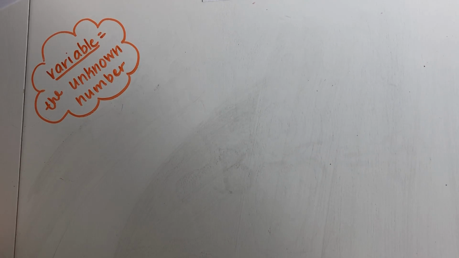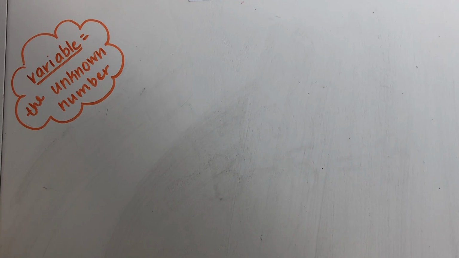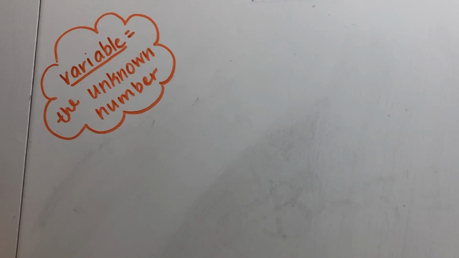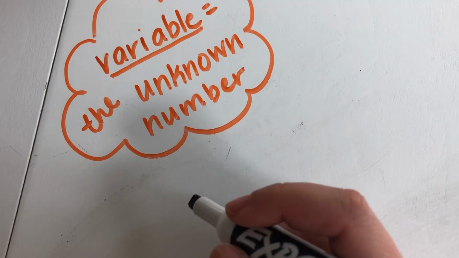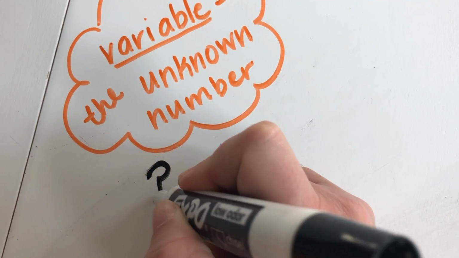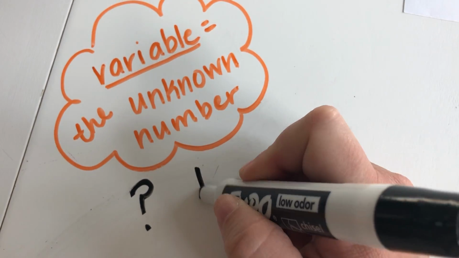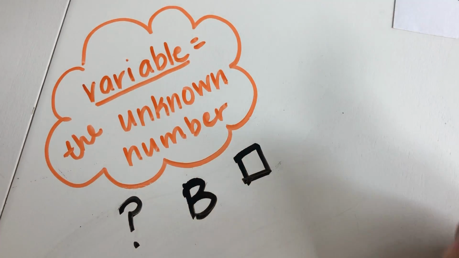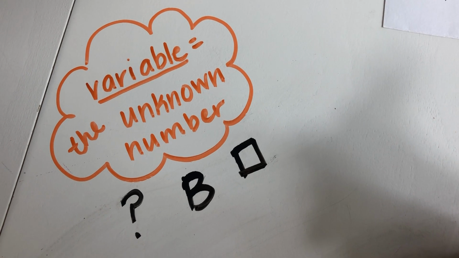Hi there. Today we're going to talk about a variable. It's the first thing we need to understand in our algebra unit. A variable is an unknown number. It could look like a question mark, it could look like a letter of our alphabet, or it could look like a symbol, like an empty box, waiting for a number to fill its space.